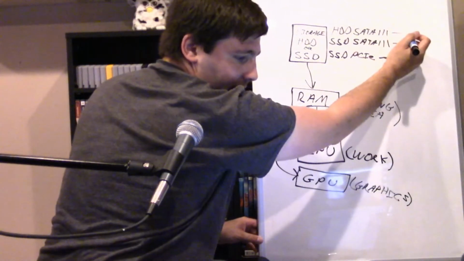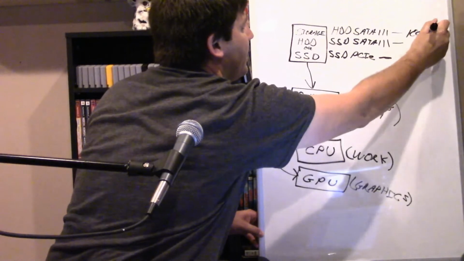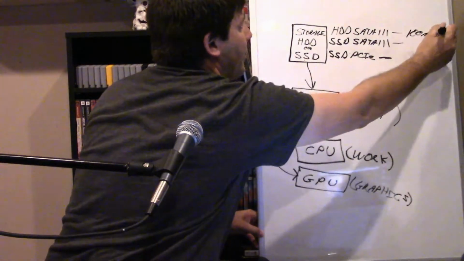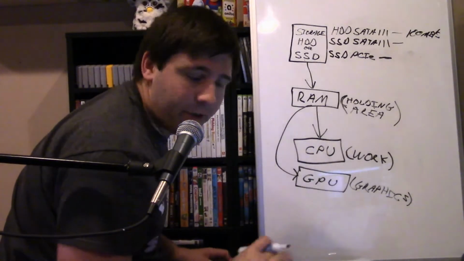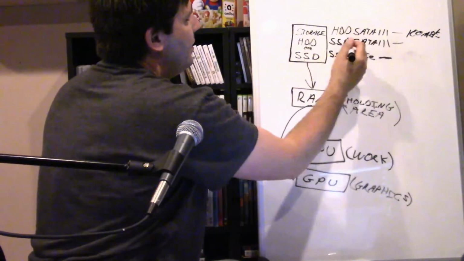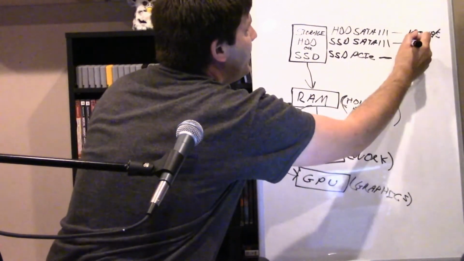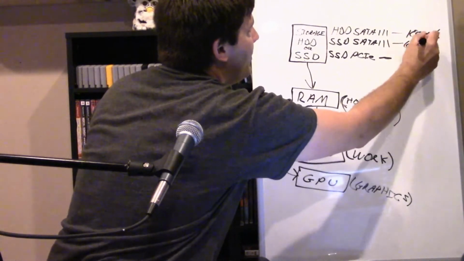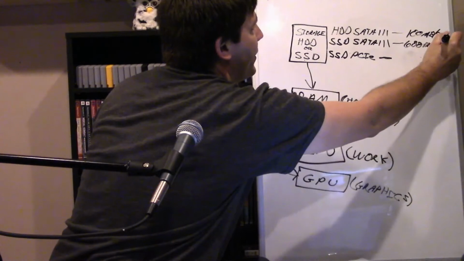So HDD SATA, simply speaking, can go 100 megabytes per second, thereabouts. If you have a SATA SSD, you're going to get 600 megabytes per second.